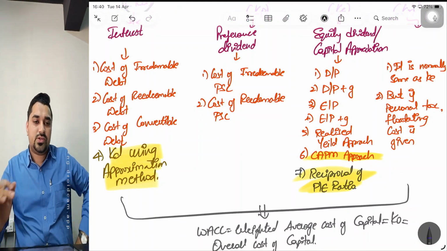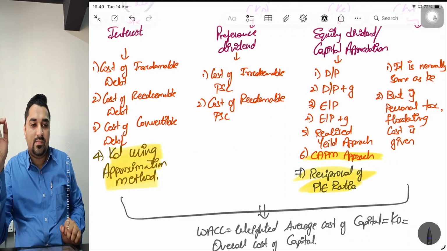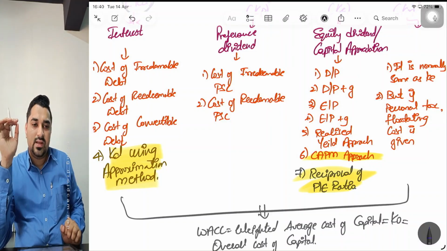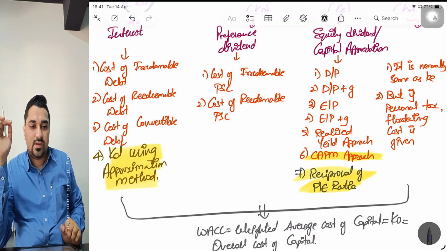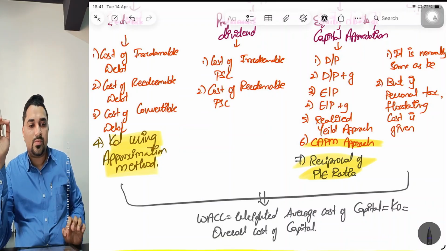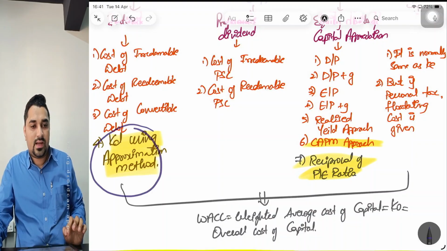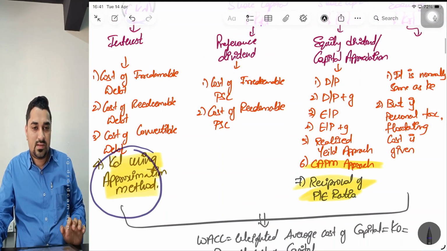So what are the situations here? In case of debt, I need to calculate cost of irredeemable debt, cost of redeemable debt, cost of convertible debt, and KD using appropriation method. So these are the four things. This fourth one, KD using appropriation method, we'll study after we learn time value of money, that is after you know how to calculate IRR. So the rest three of the things we'll study in this chapter.